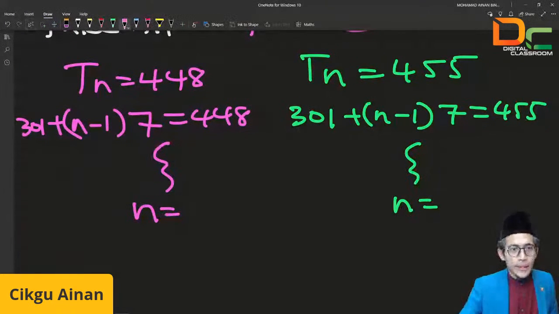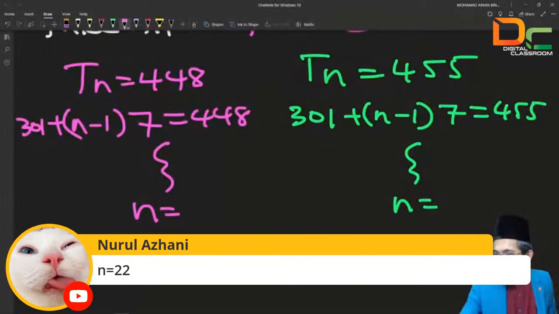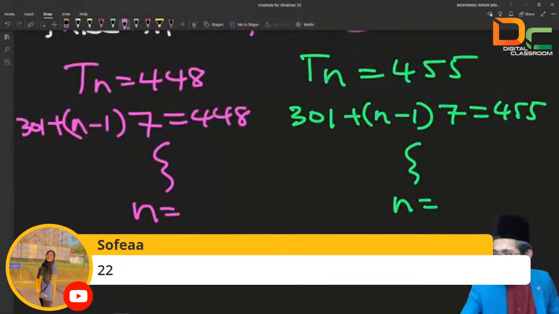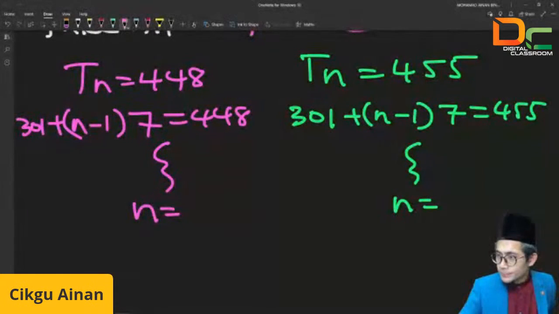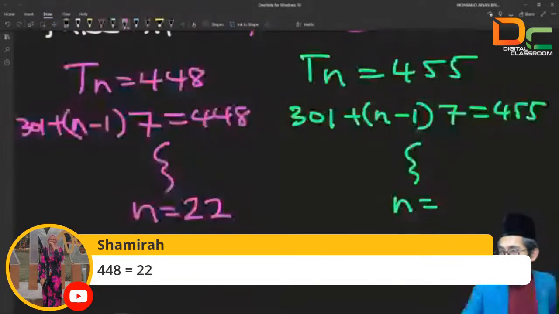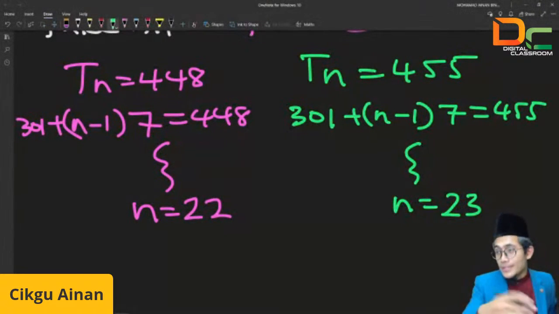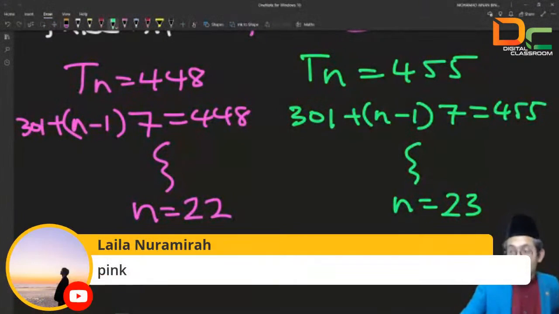N22. Okay, N22 tu pink ke hijau ni? 22 is the pink one. Ya. Okay, bagus. Laila pun jumpa. Okay, bagus. 448, 22. Okay, bagus. Betul lah tu. Okay, and then the green one is 23 lah. Dah memang sebelah dia kan. Tak payah kira pun tak apa sebenarnya.